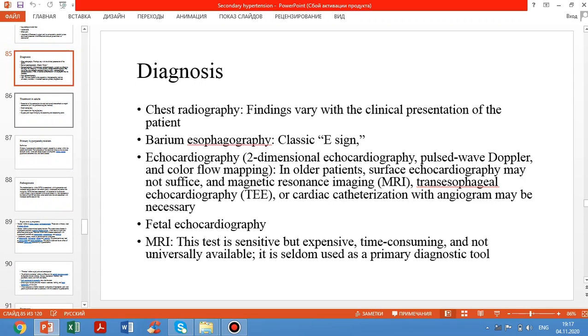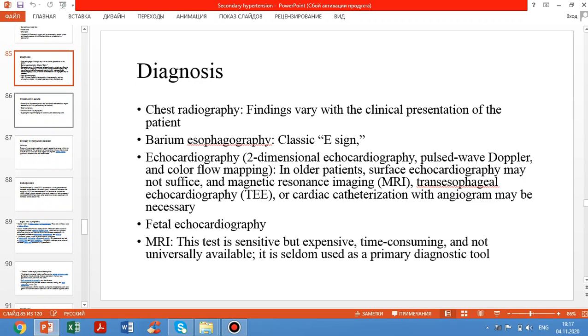Diagnosis includes chest radiography, barium esophagography, classic ESI, echocardiography. In older patients, surface echocardiography may not suffice, and magnetic resonance imaging, transesophageal echocardiography, or cardiac catheterization with angiogram may be necessary.